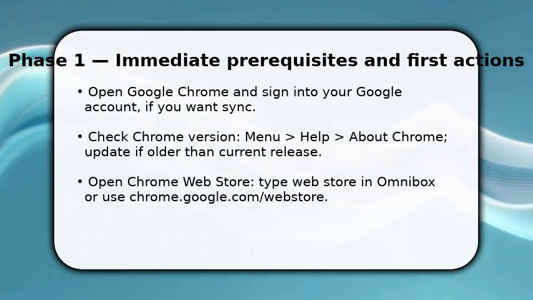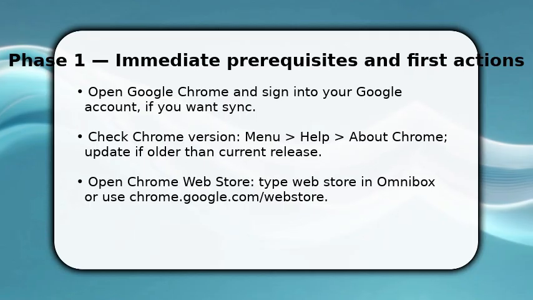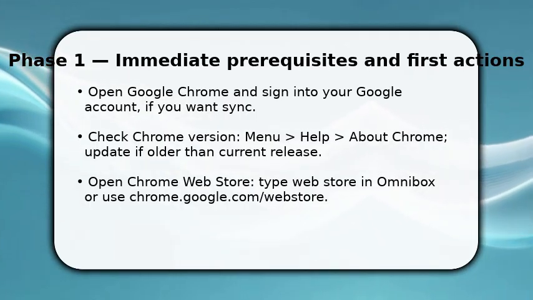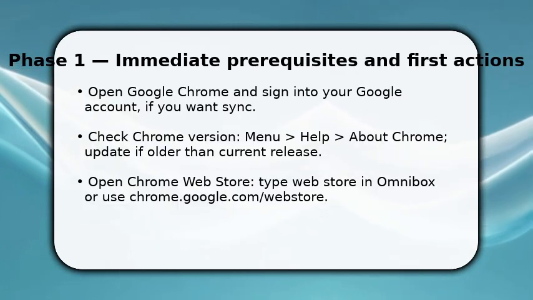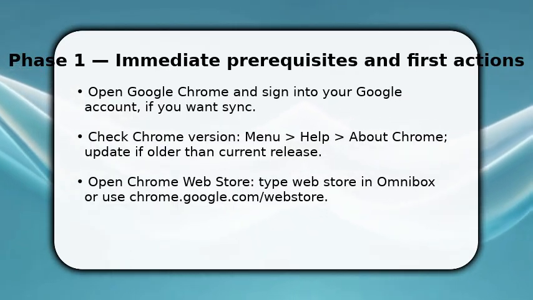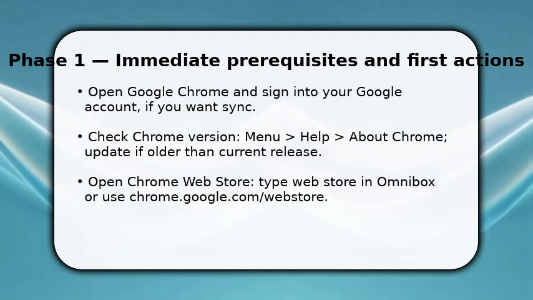Now go straight to the Chrome Web Store. In the Omnibox, type Web Store and press Enter. This gets you to the marketplace quickly. From there, use the search box to find the extension name or function you need. This is the first actionable step toward installation.